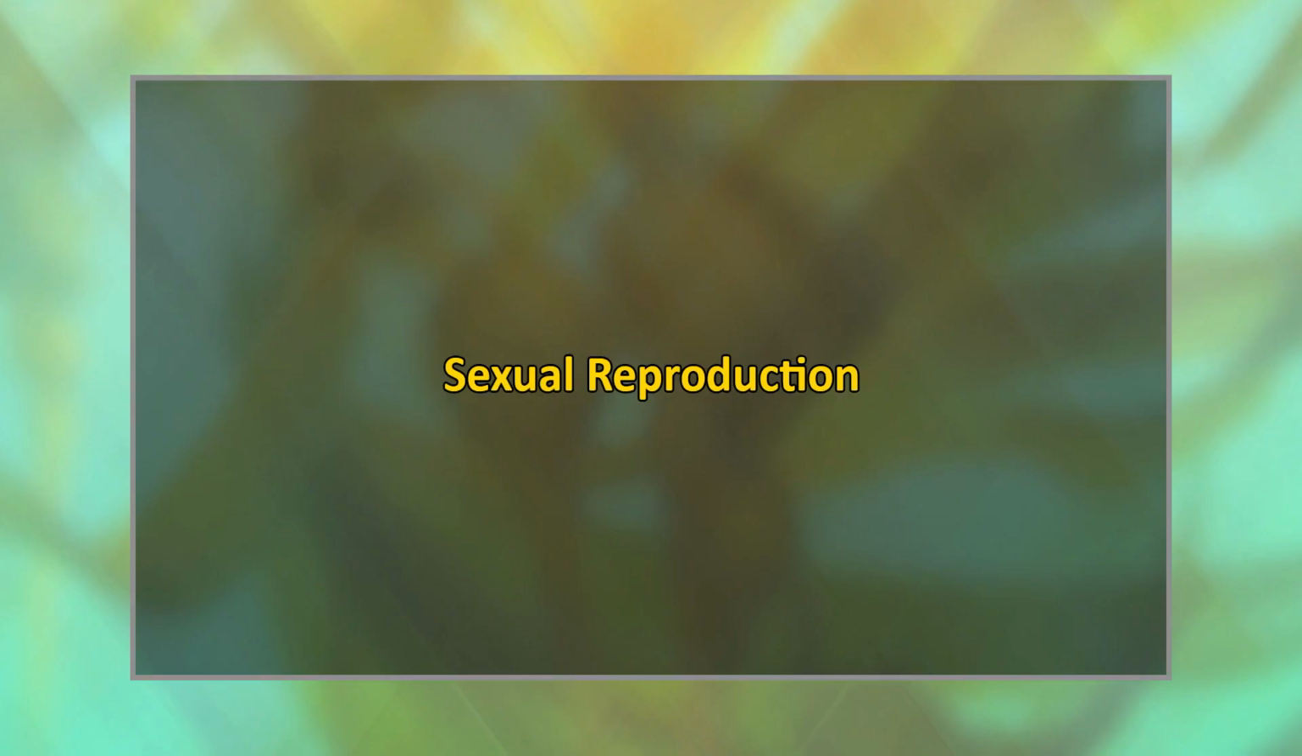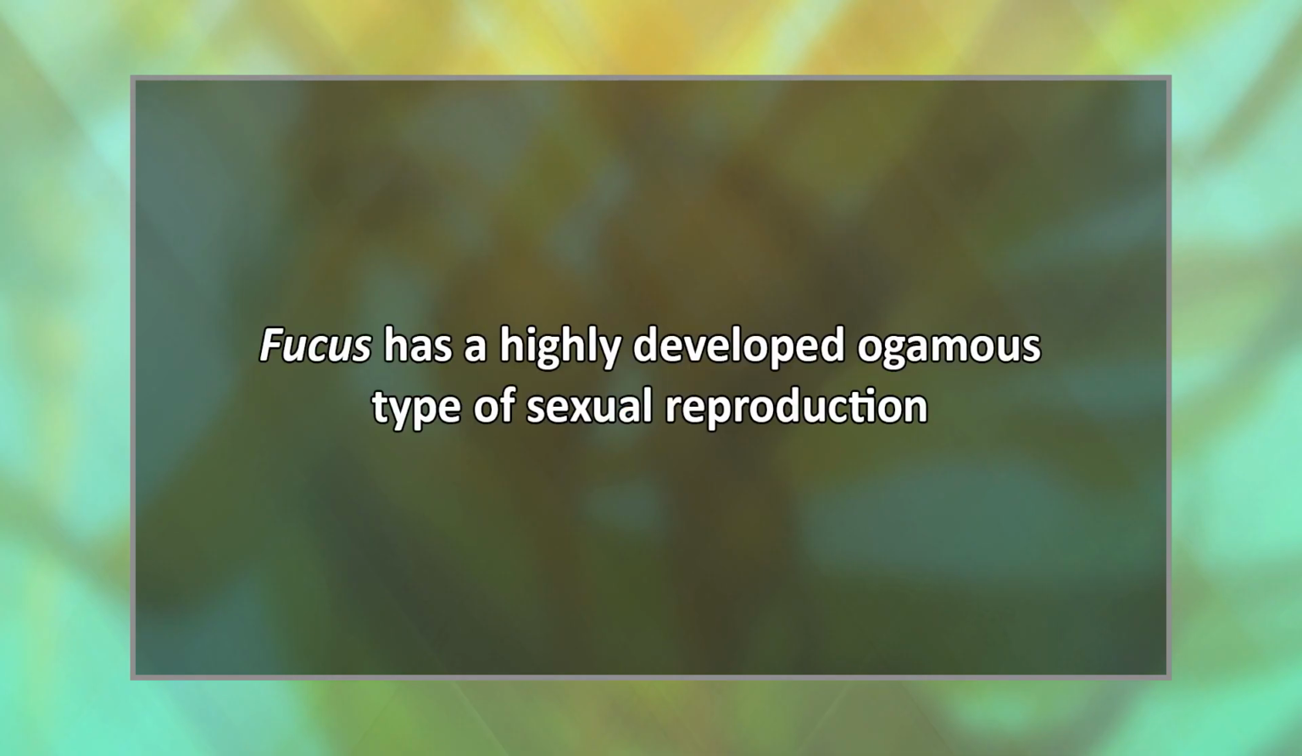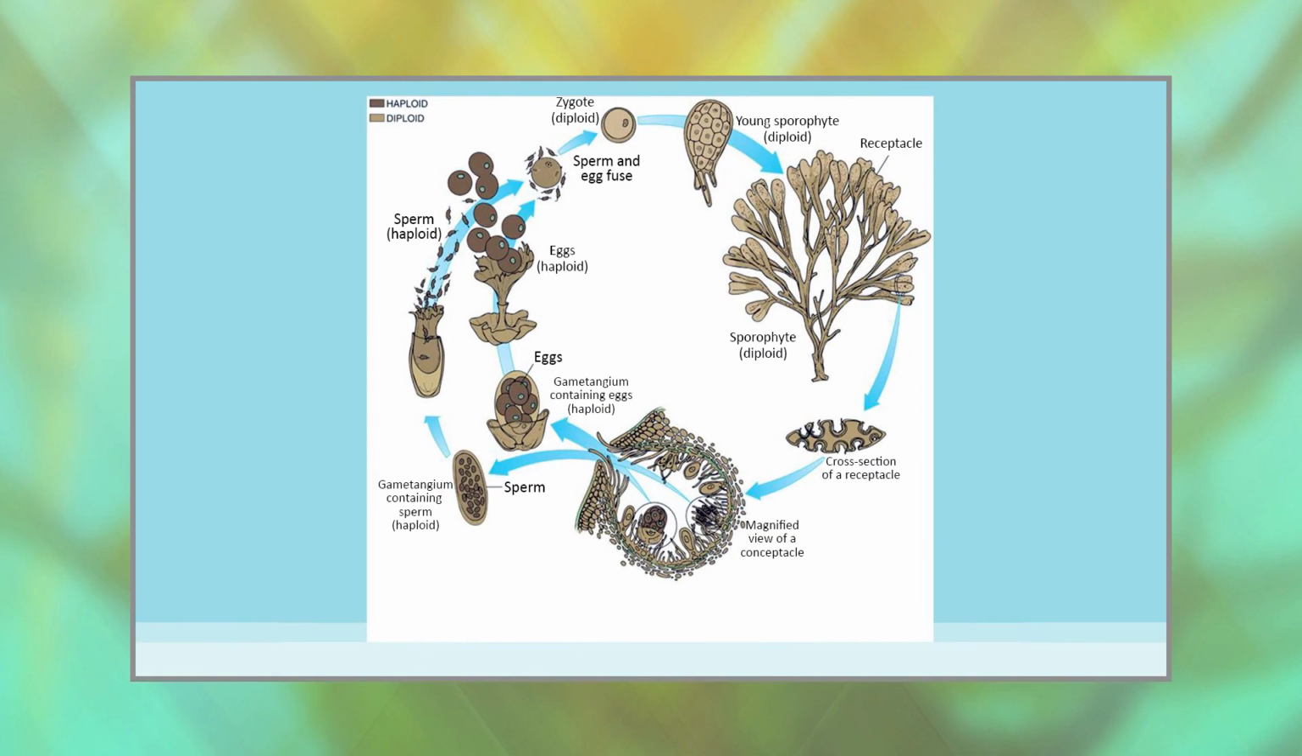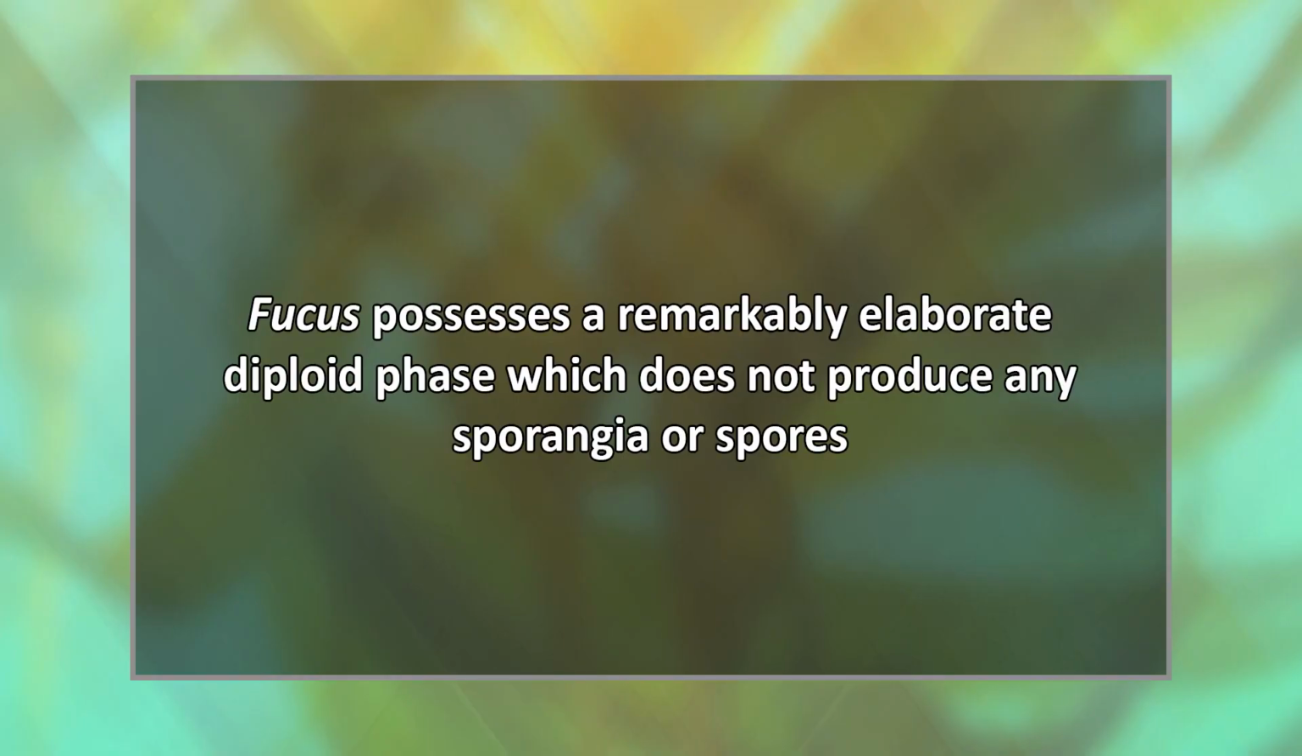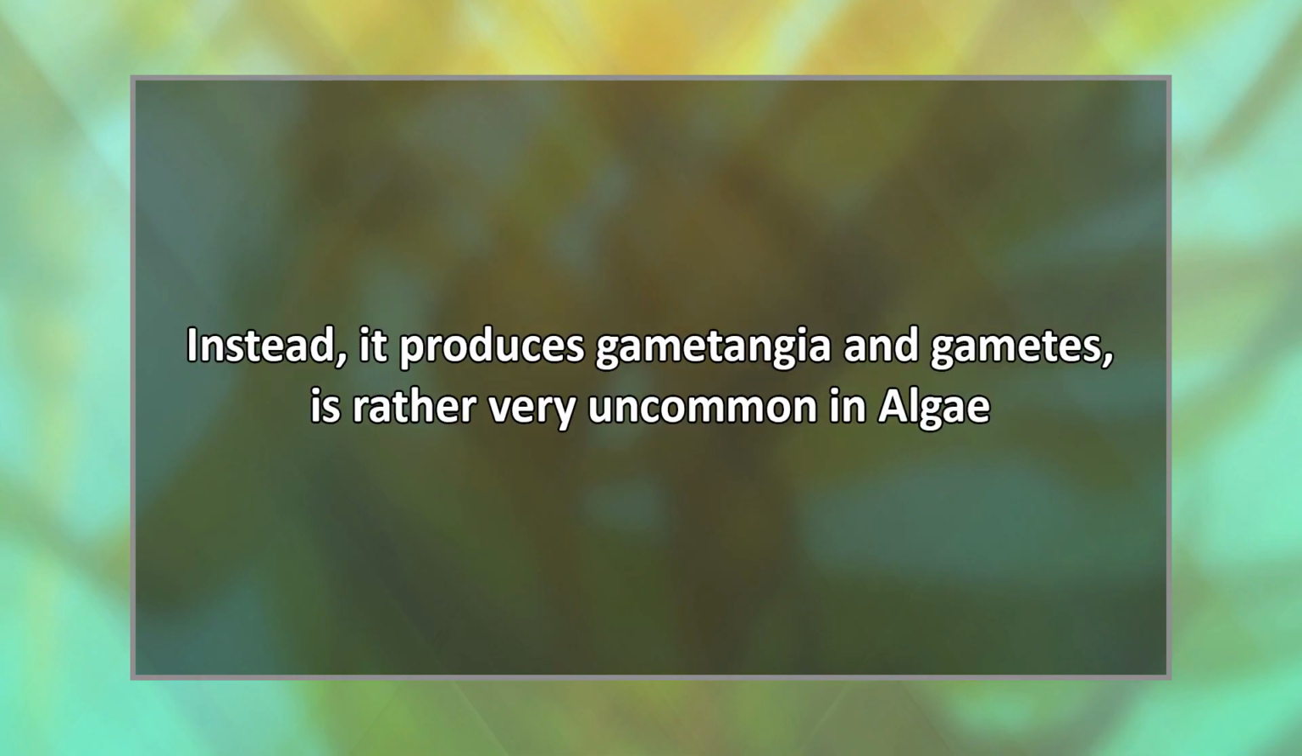Now, sexual reproduction. Fucus has a highly developed oogamous type of sexual reproduction. It exhibits a unique feature in its life cycle pattern. It has a diplontic pattern of life cycle. Fucus possesses a remarkably elaborate diploid phase, which does not produce any sporangia or spores. Instead, it produces gametangia and gametes. This is rather uncommon in algae.